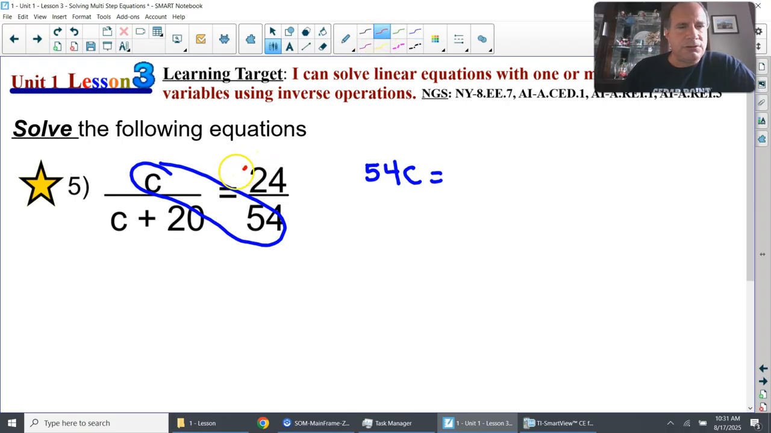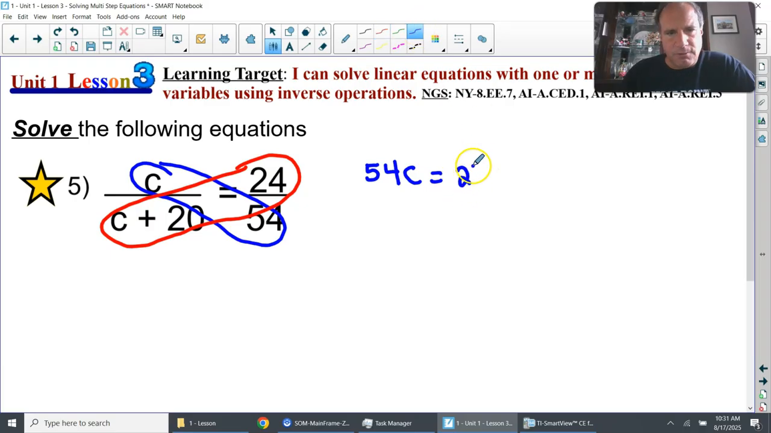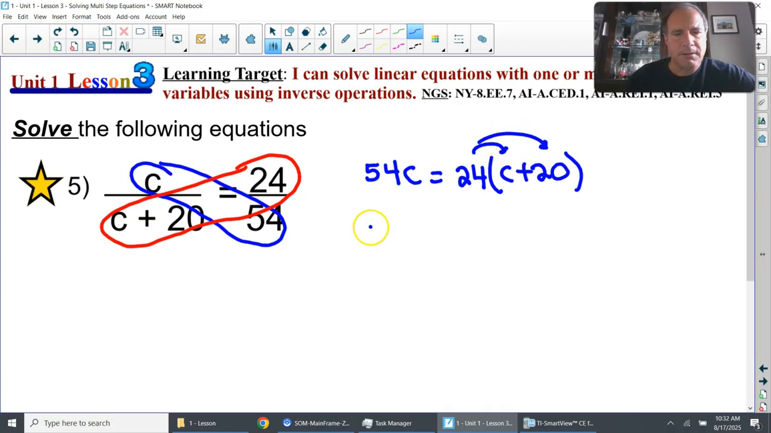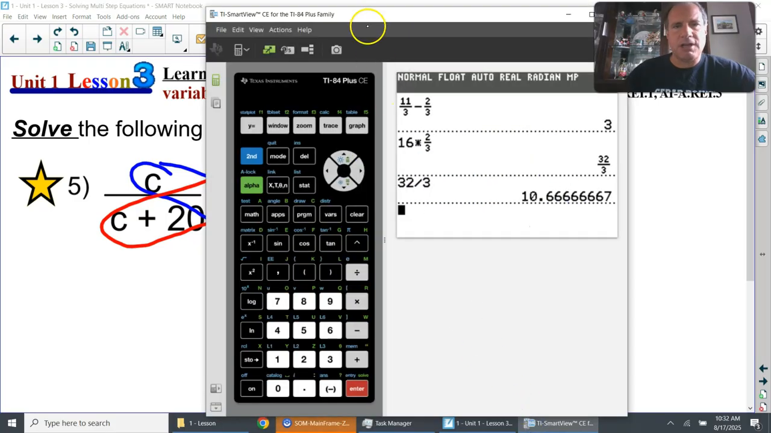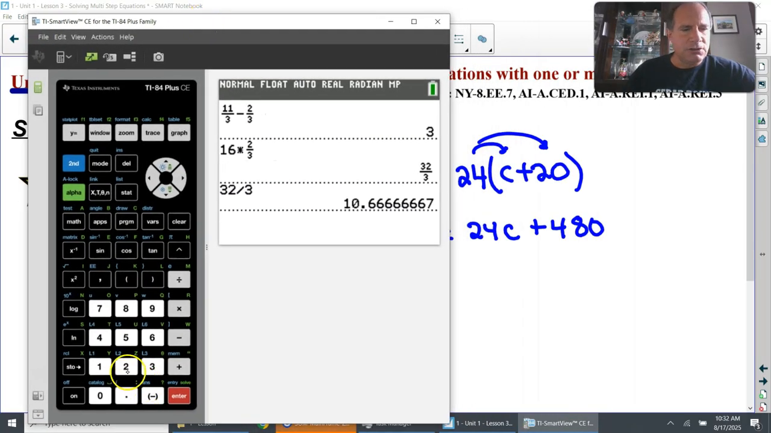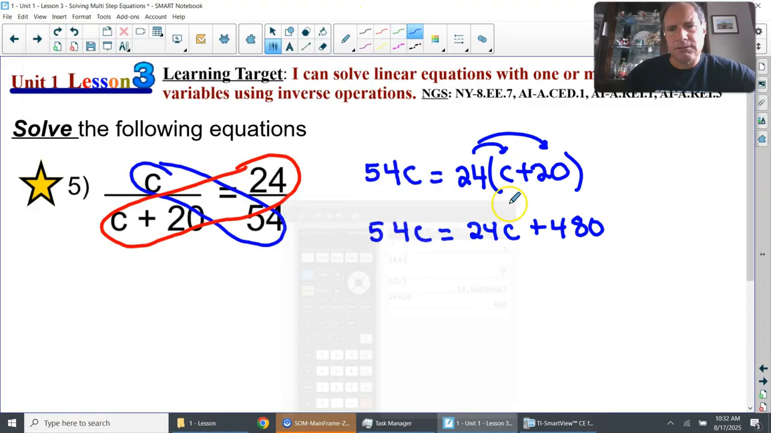And then I'm going to multiply 24 by the entire C plus 20. So when I rewrite that, it's going to be like this, 24 times C plus 20. And then I'll do distributive property. So this is 54C equals 24C plus 480. It's going to be a positive, but I am going to check just to see if my math is correct. 24 times 20 should be 480, and it is, so we're good.